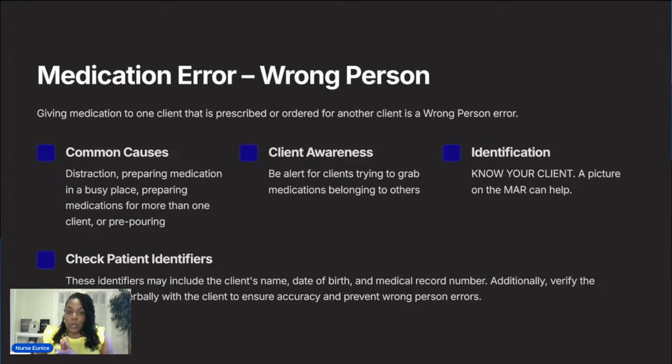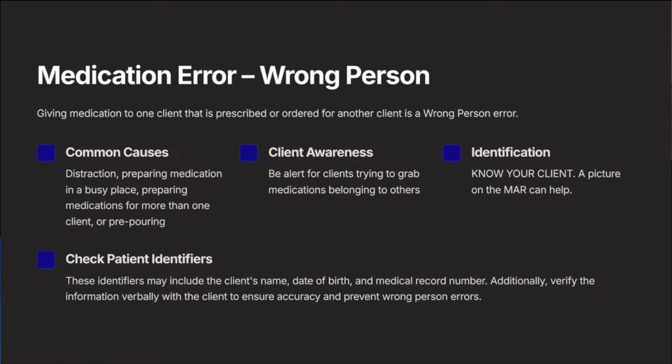And so if you don't know the client, you're going to look at the medication administration record. It's going to have a picture of the patient. And then when you get through looking at that picture, I need for you to check your patient identifiers.